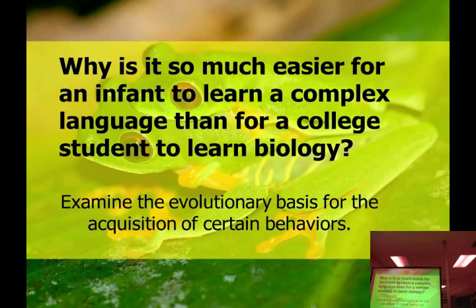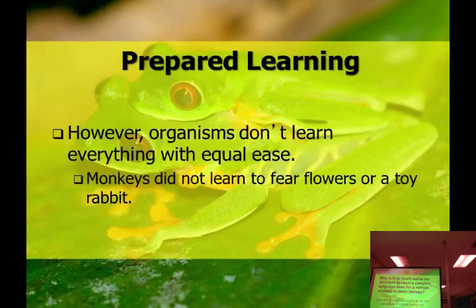So why is it so much easier for an infant to learn a complex language than for a college student to learn biology? It may be due to some evolutionary basis for the acquisition of certain behaviors. So everybody is exposed to language, some kind of language, but not everybody is exposed to college-level biology. So organisms don't learn everything with equal ease.